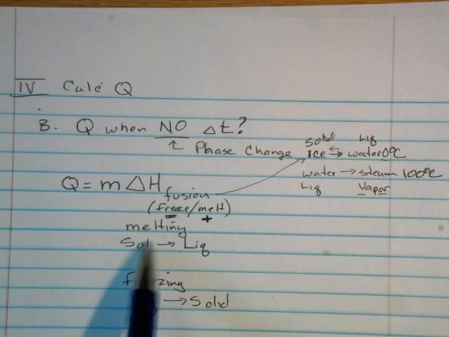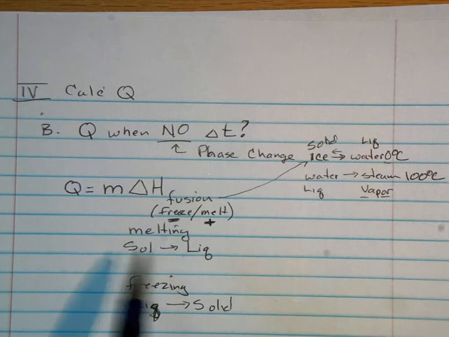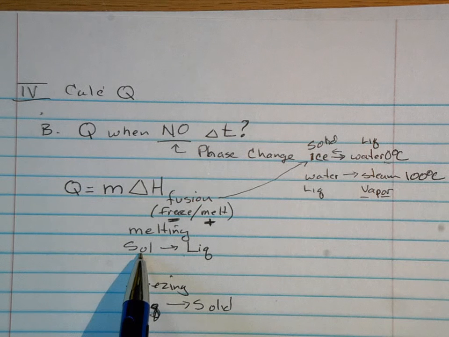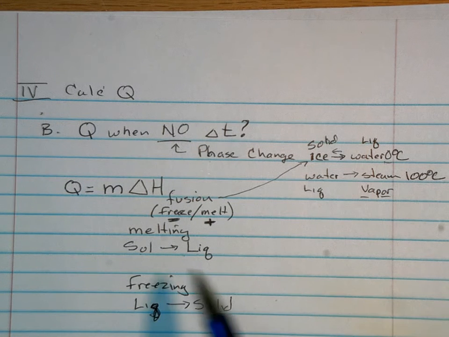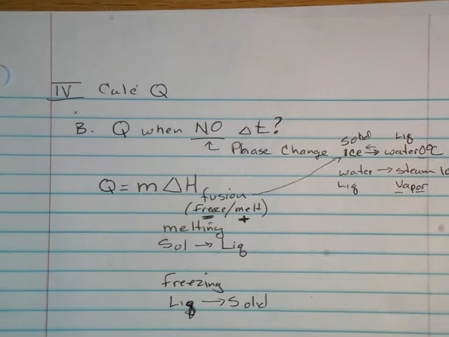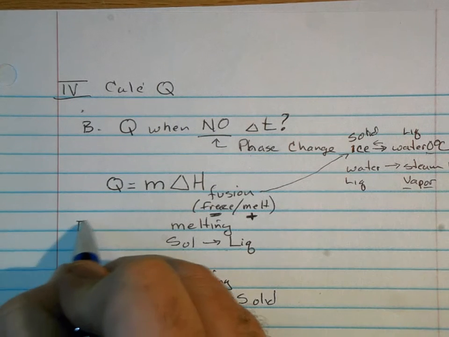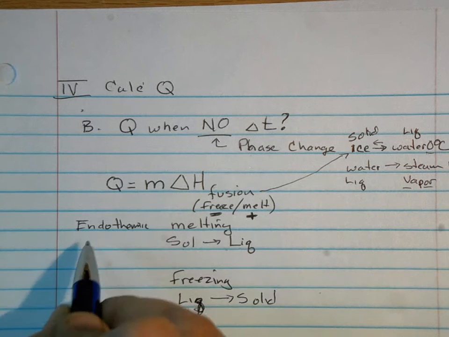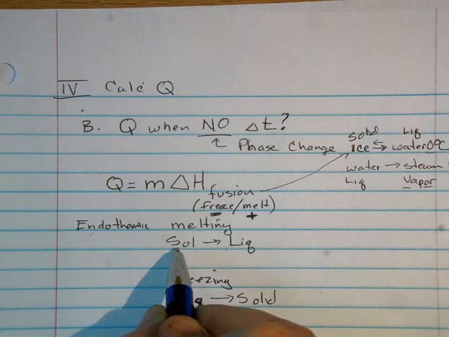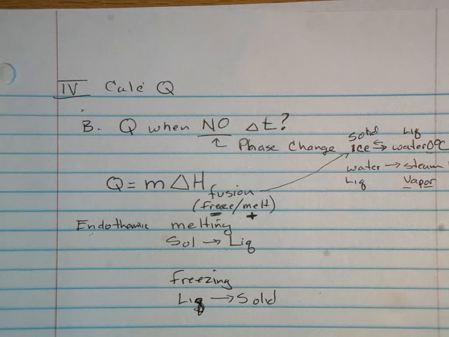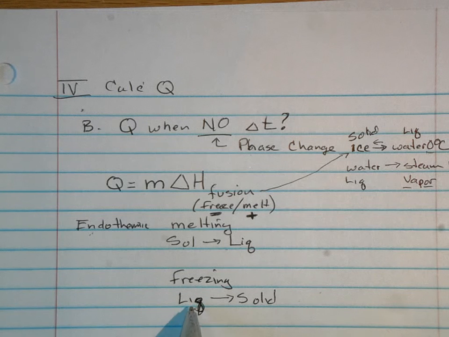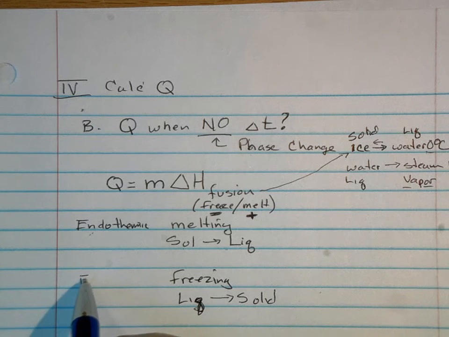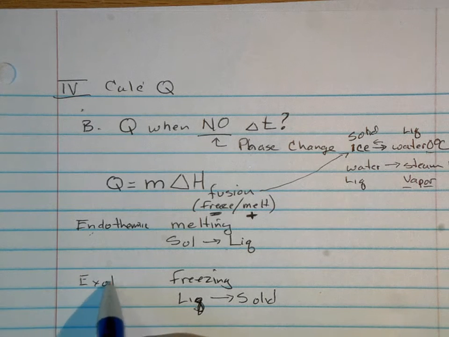In this process, if we're going from a solid like ice to a liquid, we're adding heat to it. That's going to be endothermic, because energy is entering the system, making the solid melt into a liquid. The other way around, if we've got a liquid like water and we're making it turn into ice, we've got to be removing heat energy. So energy is exiting the system. That's going to be exothermic.